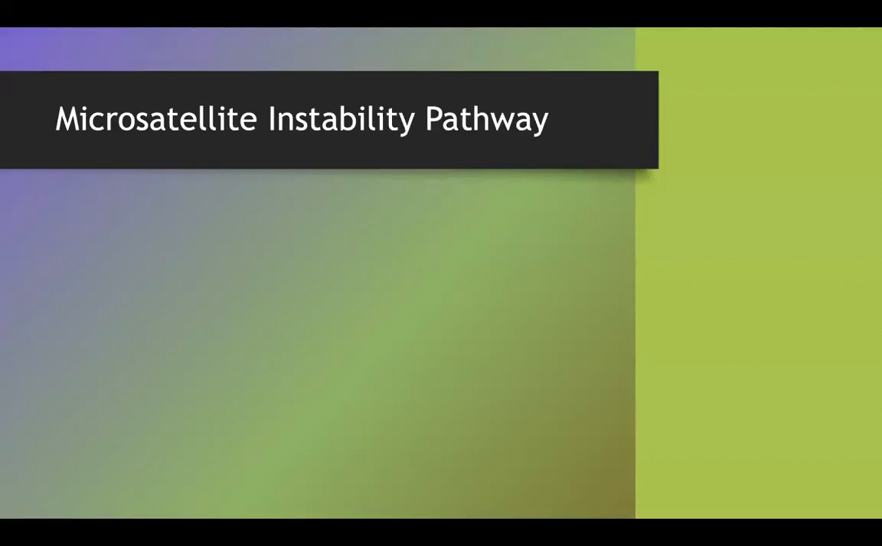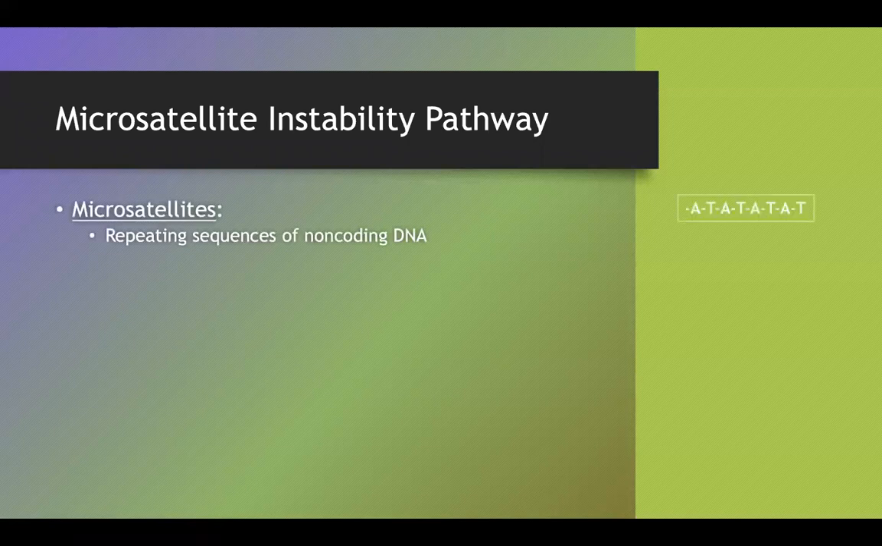So the microsatellite instability pathway is a totally different pathway. Everything I just talked about, I want you to forget, because this has nothing to do with polyp formation and that nice progression. This is just a completely different pathway. So microsatellites are repeating sequences of non-coding DNA. They might look something like that, okay?